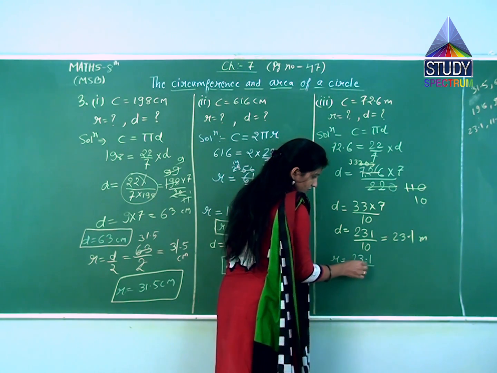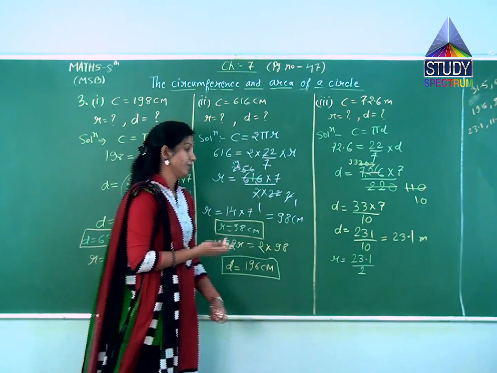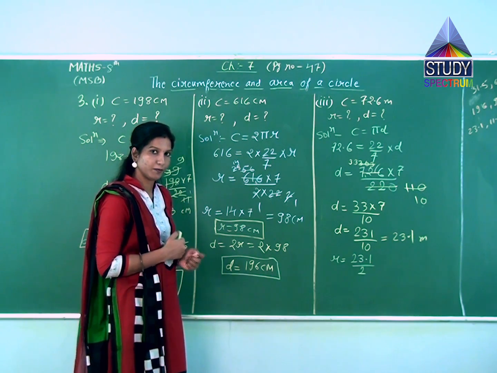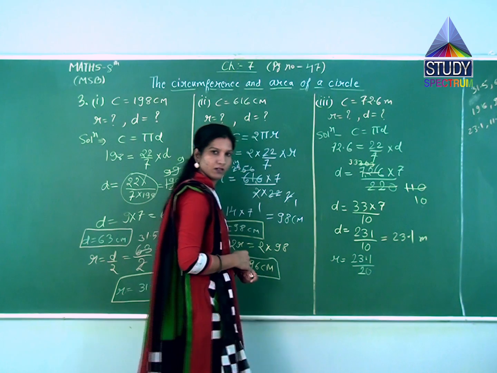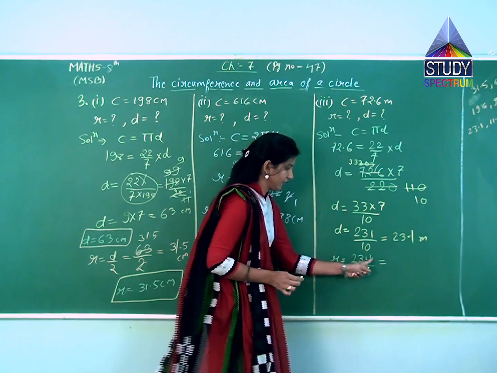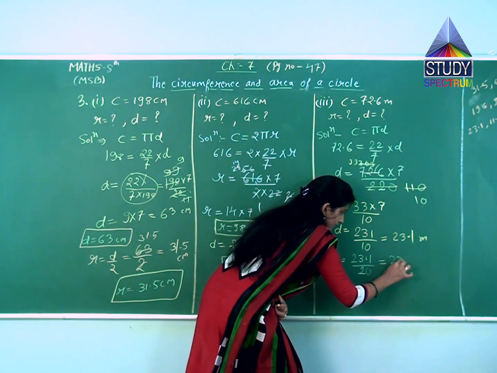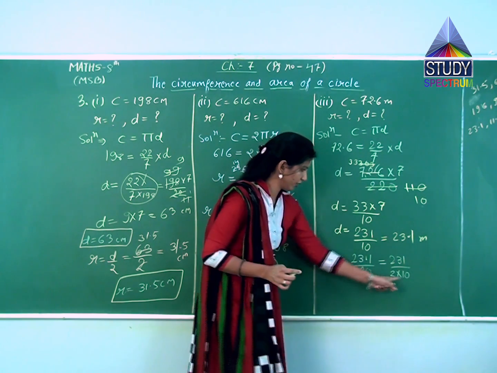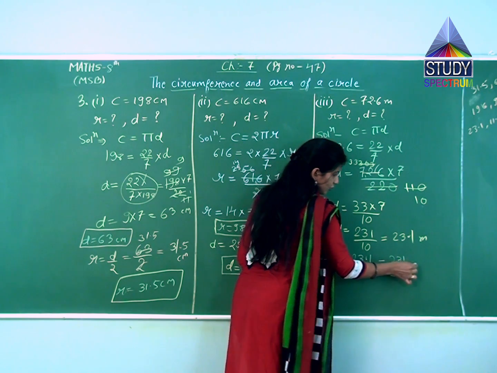Now 23.1 upon 2. How to divide this? Let's remove this decimal from here and we will get 231. Now just divide 231 upon 2. Or we can write this as 231 upon 2 into 10. And 2 into 10 will be equal to 20. Now just divide this 231 by 2.